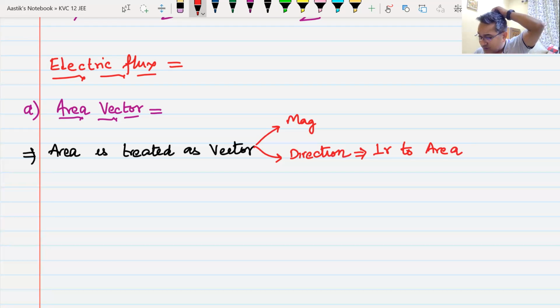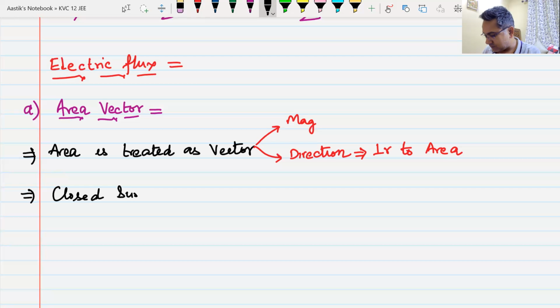But as soon as we talk about this area vector or surface, we must understand that there are two types of surfaces that we are going to come across: closed surfaces and open surfaces. This closed surface is a term that you must understand very carefully. What is a closed surface? Any surface which encloses a volume.